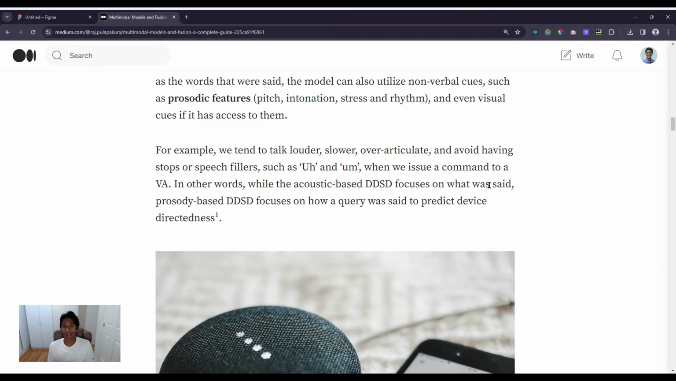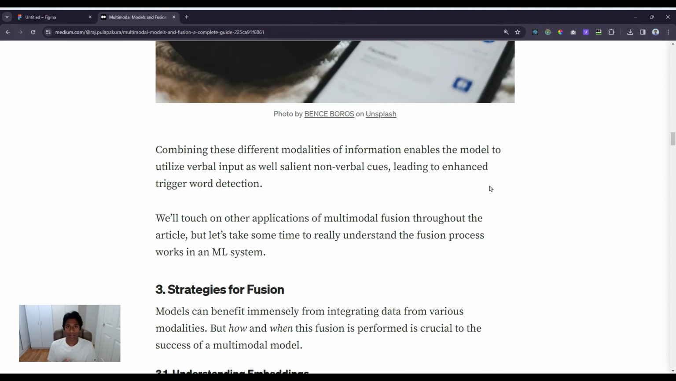In other words, while the acoustic-based DDSD focuses on what was said, prosody-based DDSD focuses on how a query was said, and it can use those two modalities to predict the device directedness. Combining these different modalities of information enables the model to utilize verbal input as well as important nonverbal cues, leading to an enhanced trigger word detection. We'll touch on other applications of multimodal fusion throughout the article, but let's take some time to actually understand how the fusion process works in a machine learning system.